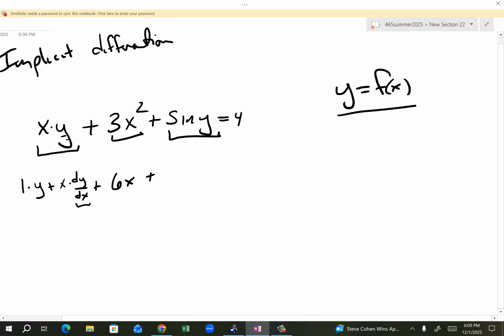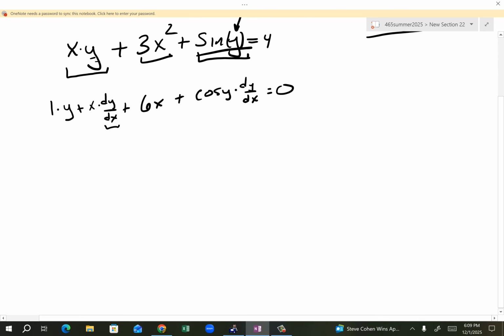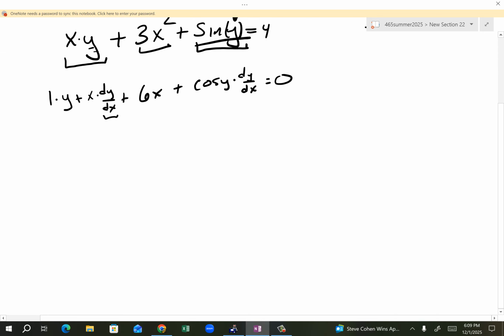Hey, what's the derivative of the sine of y? Well, the cosine of y. But wait a minute. This is a function in a function. So I need to multiply by the derivative of that inside function, which is dy dx. And of course, what's the derivative of a constant? It's 0, sir.